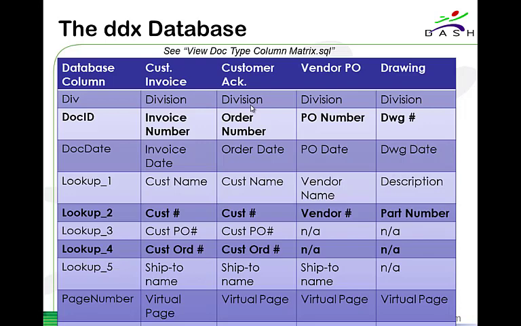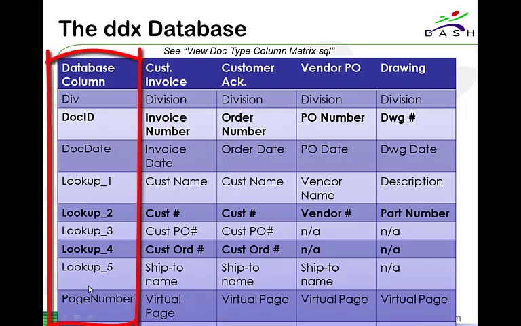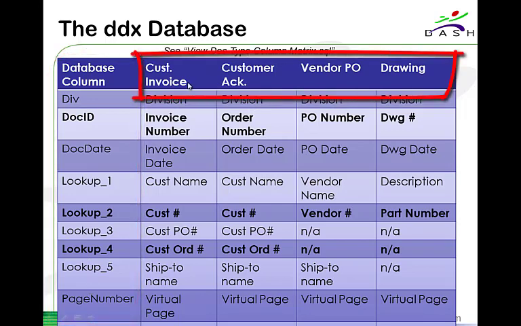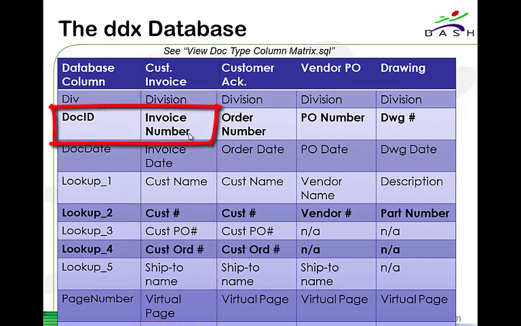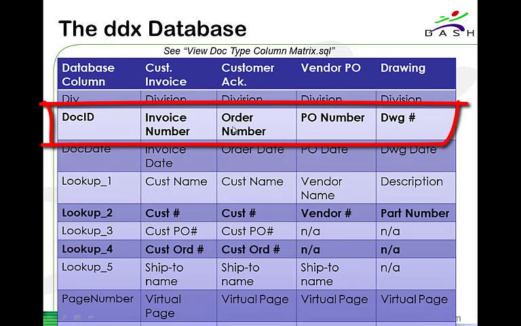If we look at the internals of the database here, we can see on the left the names of some of the typical database columns, but then across the top, various different kinds of documents are shown, and how the data, for example, for a customer invoice is mapped to use the document ID to store the invoice number, whereas in the context of a customer order acknowledgement, we store order number in exactly that same column. For a vendor PO, we store the PO number, and so on and so forth. So we can see that this one bucket, document ID, is used for a bunch of different purposes, depending on what the document type is.